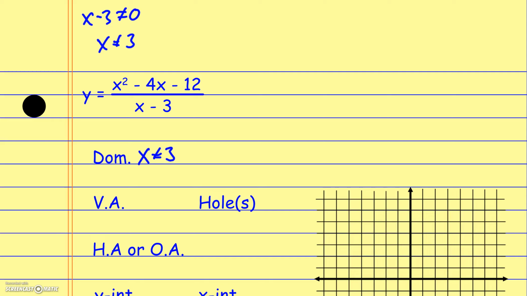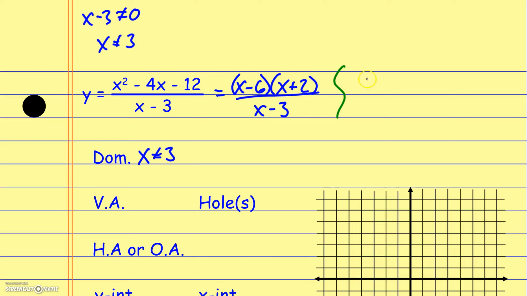Now I want to simplify everything completely, so I'm going to factor that numerator. I build a bridge. Two numbers that multiply to a negative 12 but add to a negative 4 are going to be a negative 6 and a positive 2, so it's an x minus 6 and an x plus 2, all over the x minus 3. And then from here I simplify anything that I can. Well, I can't really simplify anything here.